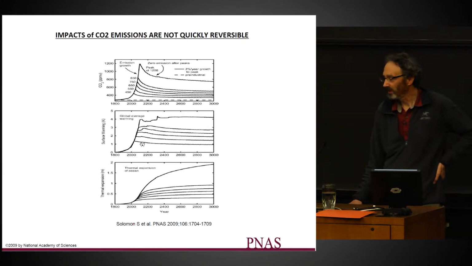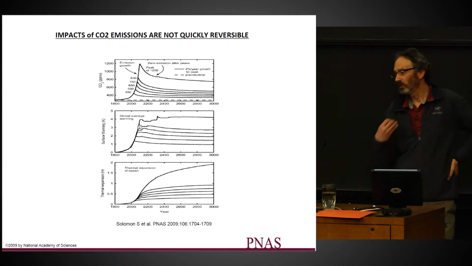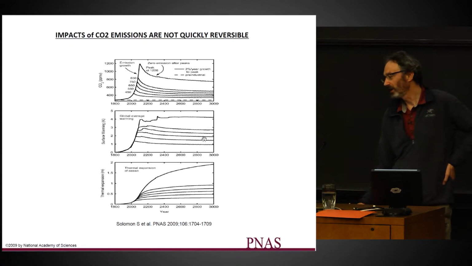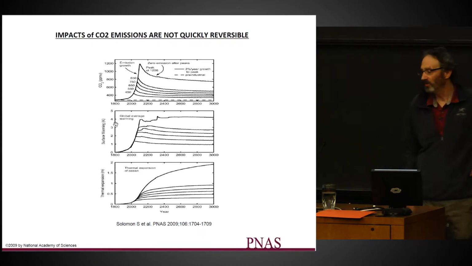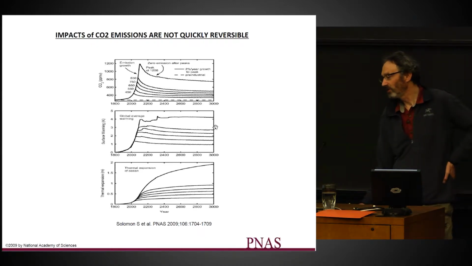The surface warming, on the other hand, peaks. And you see that even though you cut the emissions, the surface warming is with us for 1,000 years. So this is temperature surface warming with this high CO2 scenario. Even though you've cut the emissions, the temperature stays the same for the next 1,000 years.